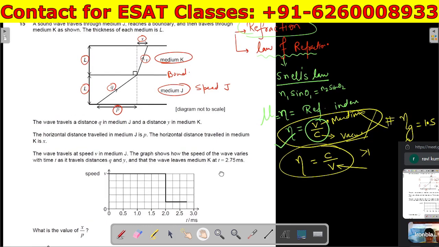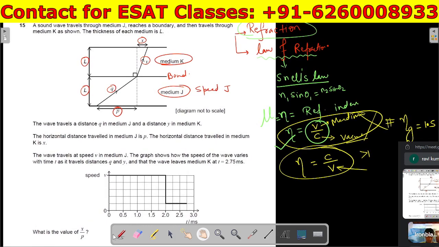Now, what is x and what is p? We want to find x upon p. X is this distance and p is this distance. Okay, can you tell me what the incidence angle is? Let us suppose this point is A. Can you tell me what the incidence angle at the point A is?